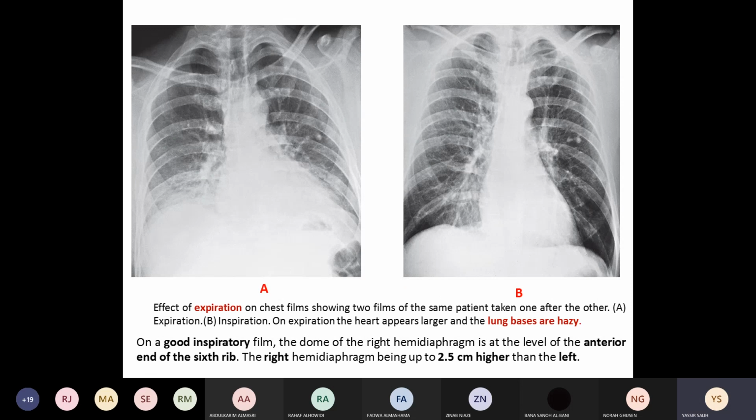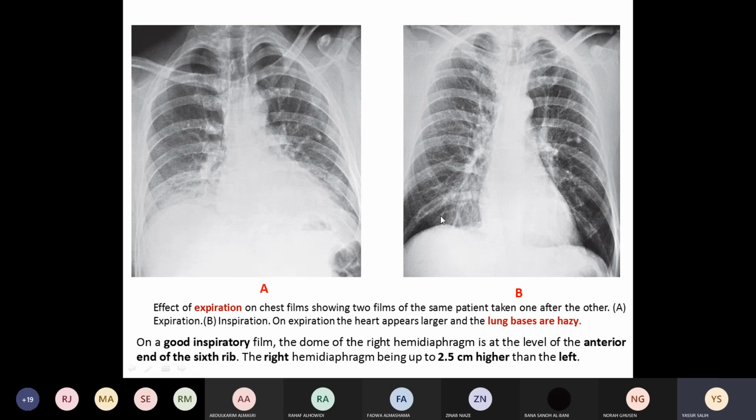Okay, we talked about expiration and inspiration. The chest X-ray is routinely done on inspiration. What are the effects of expiration on the chest X-ray? We said that the base of the lung on an expiratory film appears hazy. Notice this is the base. The base of the lung, the lower part of the lung, in this PA is clearly demonstrated.